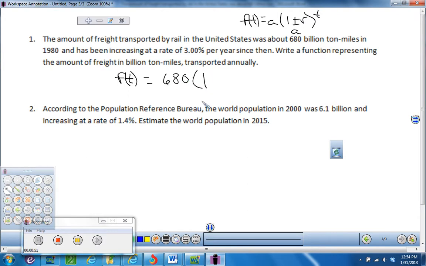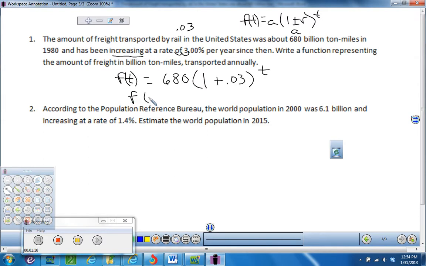Okay, then it's going to be 1. Now if it's an increase, it's going to be plus. If it's a decrease, we would subtract. But it's an increase, so it's going to be plus. Now our rate here, we have to convert to a decimal, so that's going to be 0.03. And then the number of years, t.